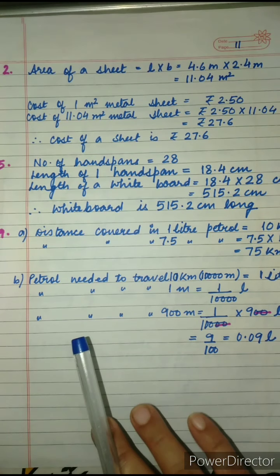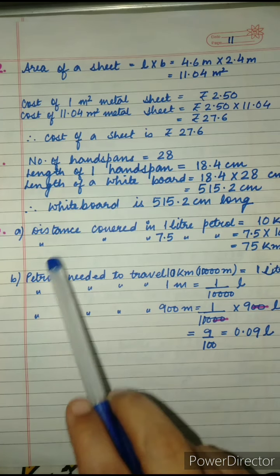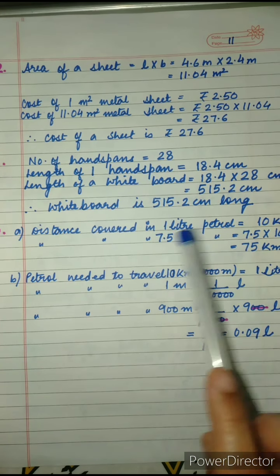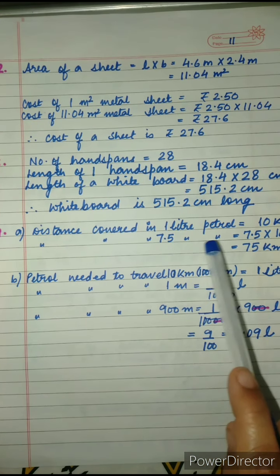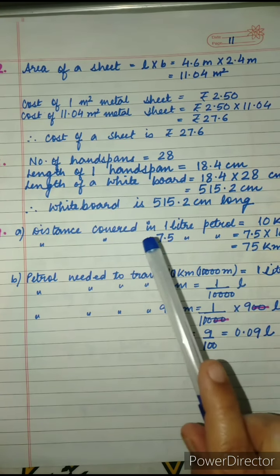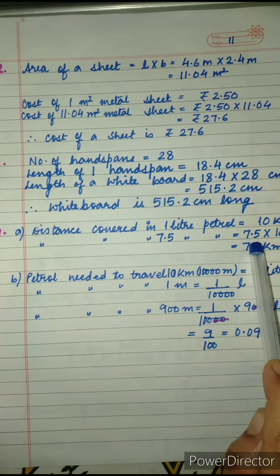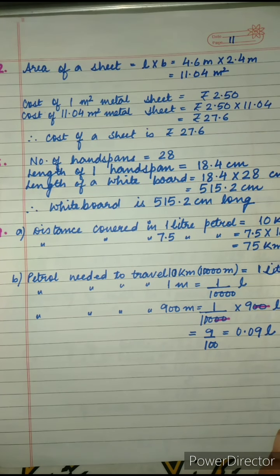Now question number 9. In question number 9, we are given that the distance covered with 1 liter of petrol is 10 kilometers and we need to find the distance covered with 7.5 liters of petrol. So what we are going to do? We are going to multiply 7.5 by 10, that is 75 kilometers.